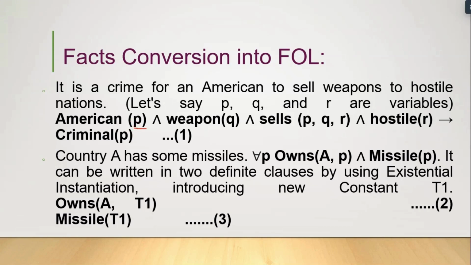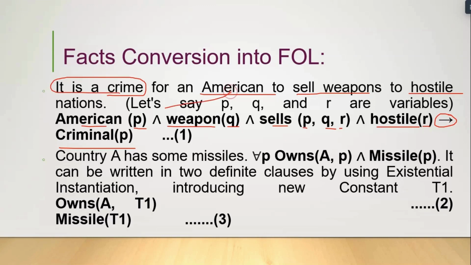So this is a parameter P for an American. Q, weapon is a Q, and sells is PQR. So what does R mean? Hostile is an R, which implies criminal of P. So the American sells weapons to hostile nations. These are the keywords of this sentence. We have to say it as a crime. So it is a crime, right?